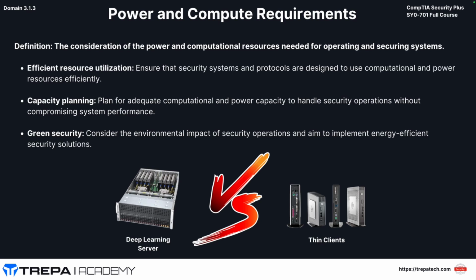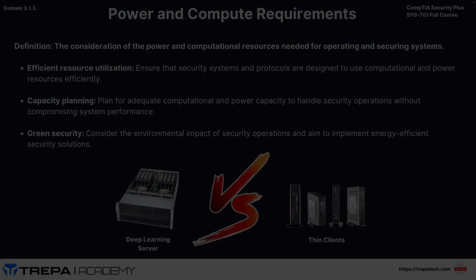Then, of course, compute requirements. If we're going to buy a deep learning server to manage our own AI locally, do we have the right server with a lot of GPU? Maybe we're doing a lot of encoding or transcoding. Maybe we need a lot of GPU. What are our specific compute requirements for our enterprise and our purposes? Okay, awesome. So that is going to be it for domain 3.1. Let's move on now to domain 3.2.